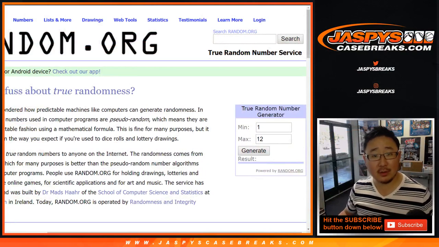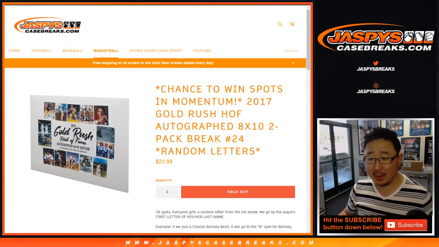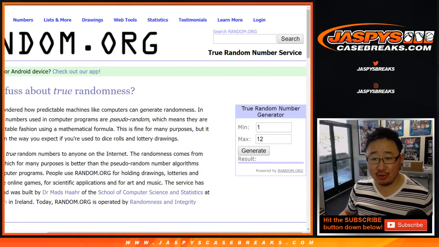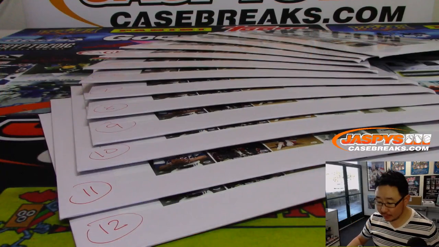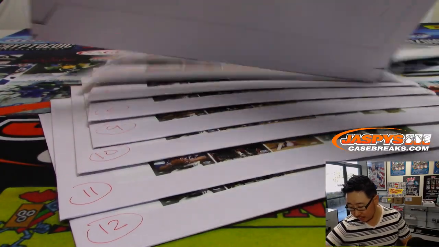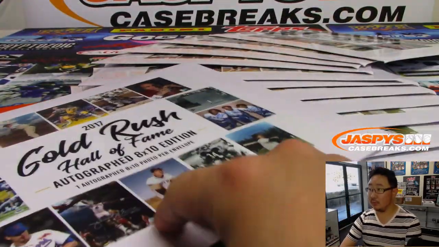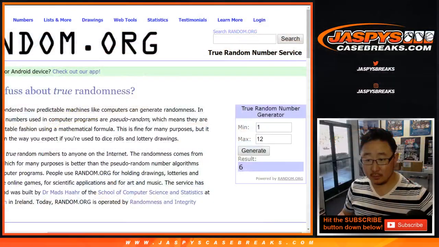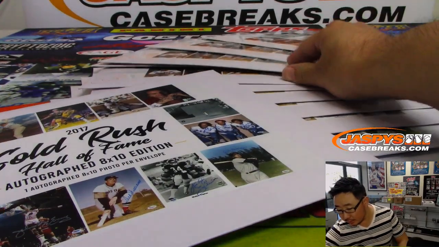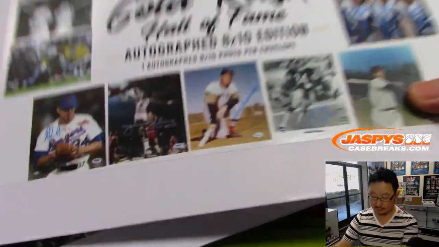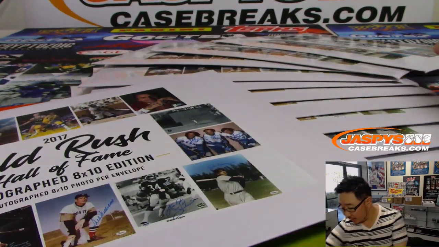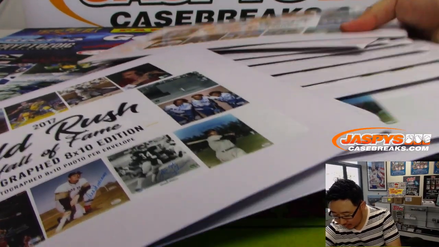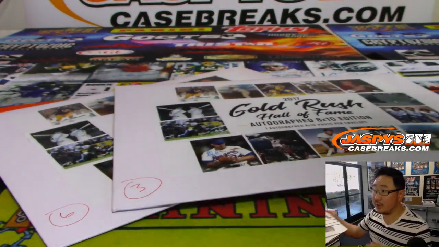Now this is a two envelope break, right? Just making sure. Two packs. All right, so let's generate two numbers. We're gonna do number six, which is right there. And we'll do three, which is right over here. We'll save the rest of these for next time.